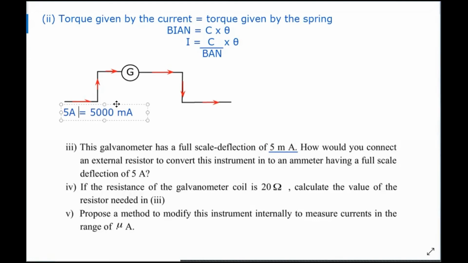The maximum current that can be sent through the galvanometer is 5 milliampere. We want to measure 5 ampere. So we directly give the 5 ampere to the galvanometer. Then what will happen to the galvanometer?